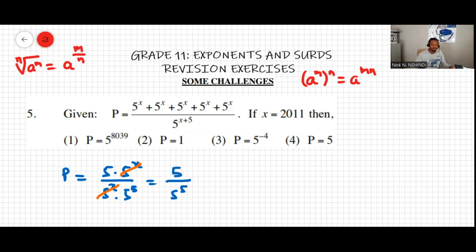Now, this is like 5 to the 1. So this can be written as 5 to the 1 multiplied by 5 to the negative 5, which is 5 to the 1 minus 5, which is 5 to the negative 4. So the correct answer is alternative 3.